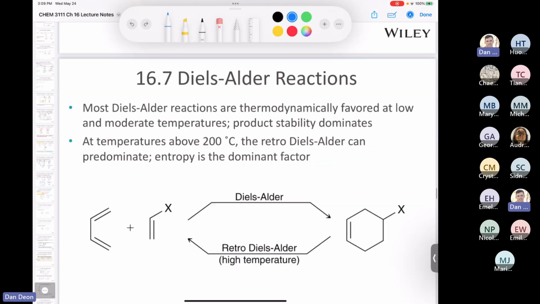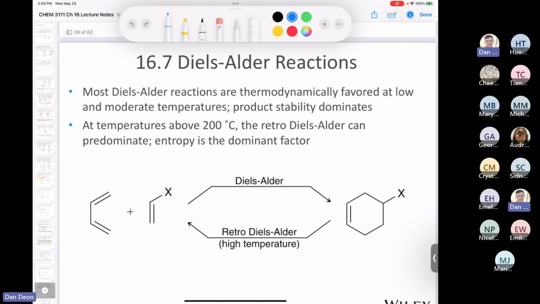So let's take a look at that. It says most Diels-Alder reactions are thermodynamically favored at low temperature. Okay, low and moderate temperature. And product stability is going to be the predominant factor there, right? Because this is more stable than the starting materials.